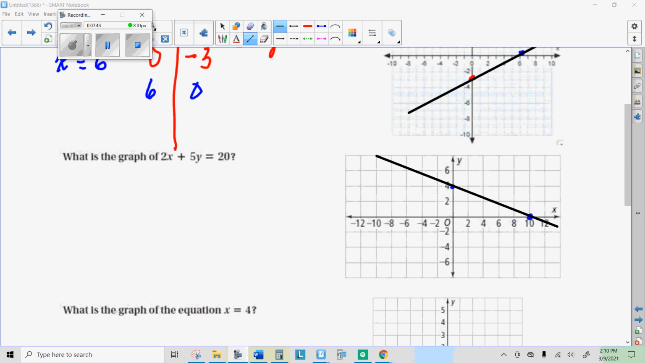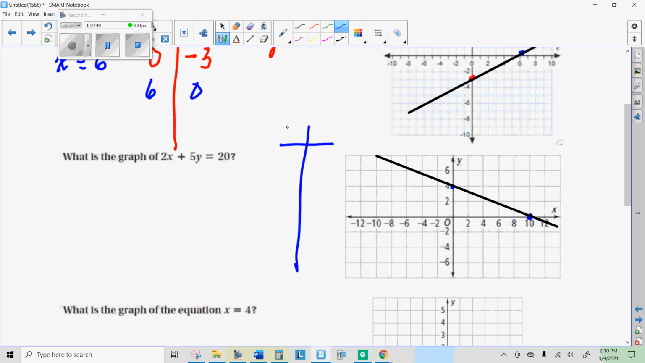All right, for the x-intercept, I got, when you let y equal 0, x would be 10, because 2 times 10 is 20, right? And for the y-intercept, you get 4 because 5 times 4 is 20.